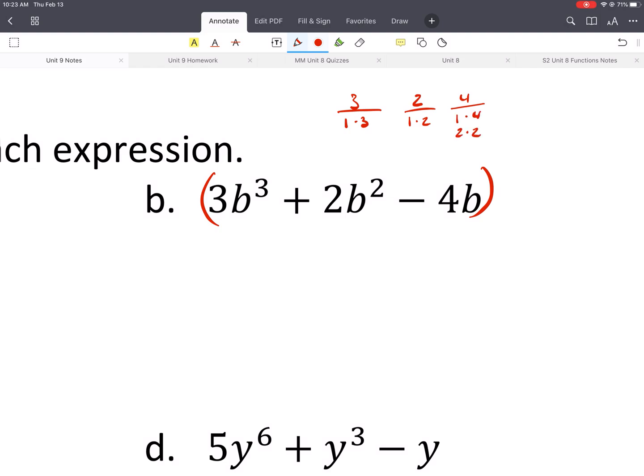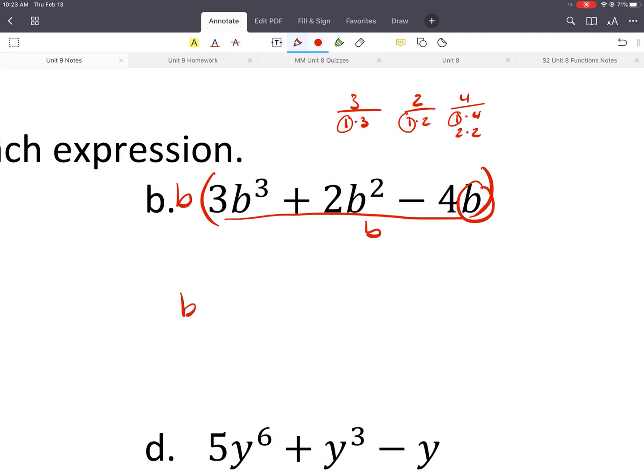Okay, and then we'd want to find ones that are in common. 1 is always a common factor, but 3 doesn't go into 2 or 4, so 1 would be our greatest common factor. And then we'd look at the variables. Which is the smallest exponent? Here it would be b. So we'll take out a b, but then we also need to divide everything by b.